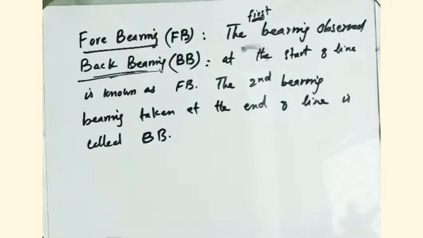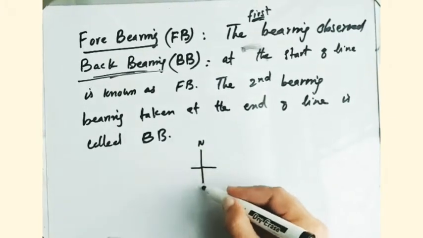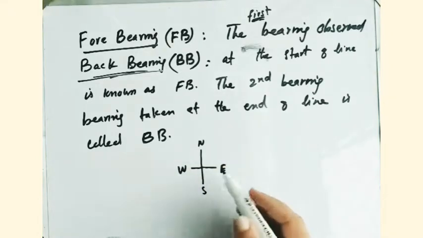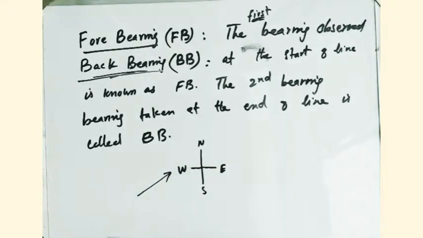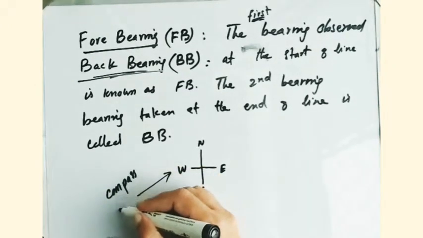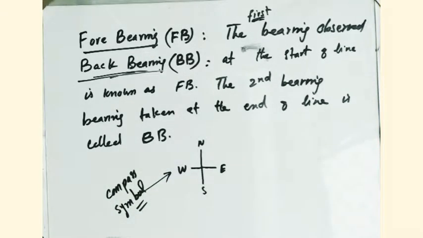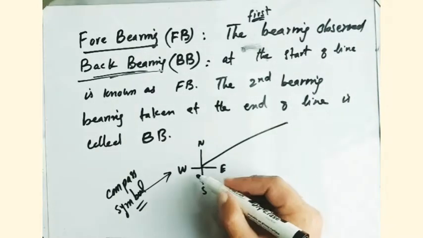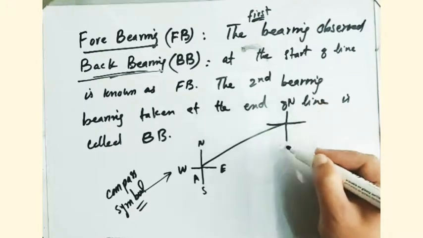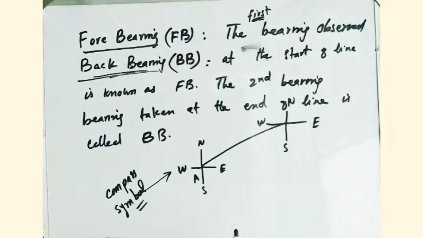अच्छा, इसको अब figure से किस तरह ज़ाहिर करेंगे? यहाँ पे देखिए, ये आपके पास North, South, East और West है। असल में ये compass को represent करता है, ये compass का symbol है। Compass एक device है by which we determine bearing. So for example, this is our line AB, north south east and west, and this north south will always be parallel.